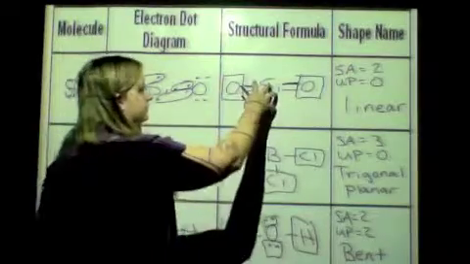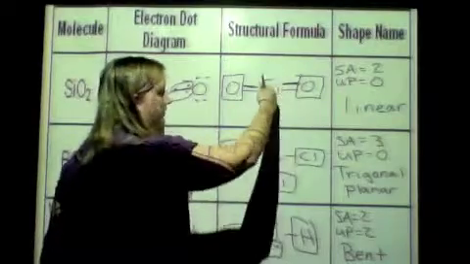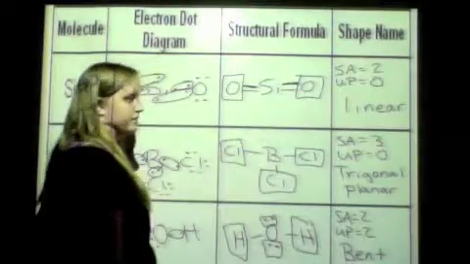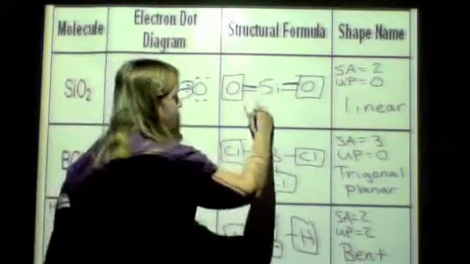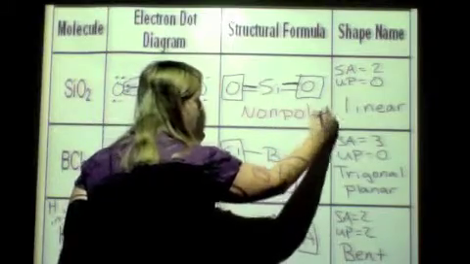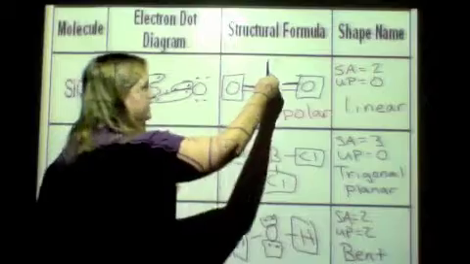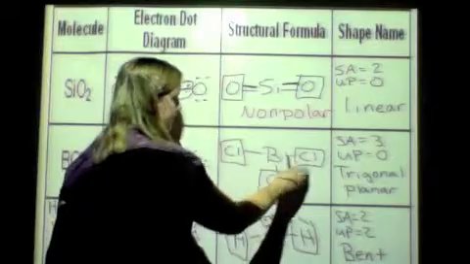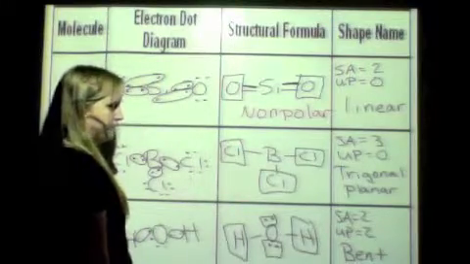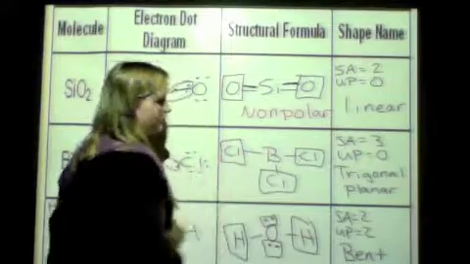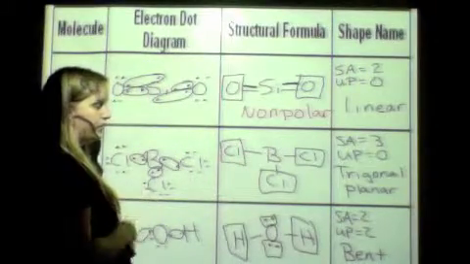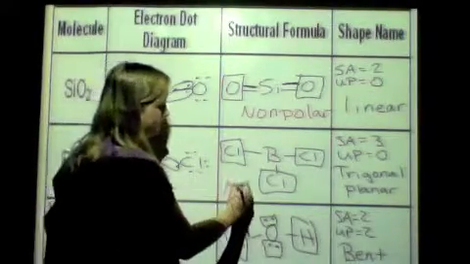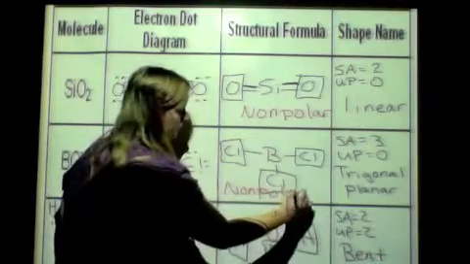So, looking at this structural formula, first thing, are there any leftover dots? No. Check. We got that one. Are all the surrounding atoms the same? Yes. So therefore, this one is nonpolar. No leftover dots, and the surrounding atoms are the same. Next, BCl3. First, are there any leftover dots on the center atom? No? Good. Are all the surrounding atoms the same? Yes. So therefore, this one is also nonpolar.